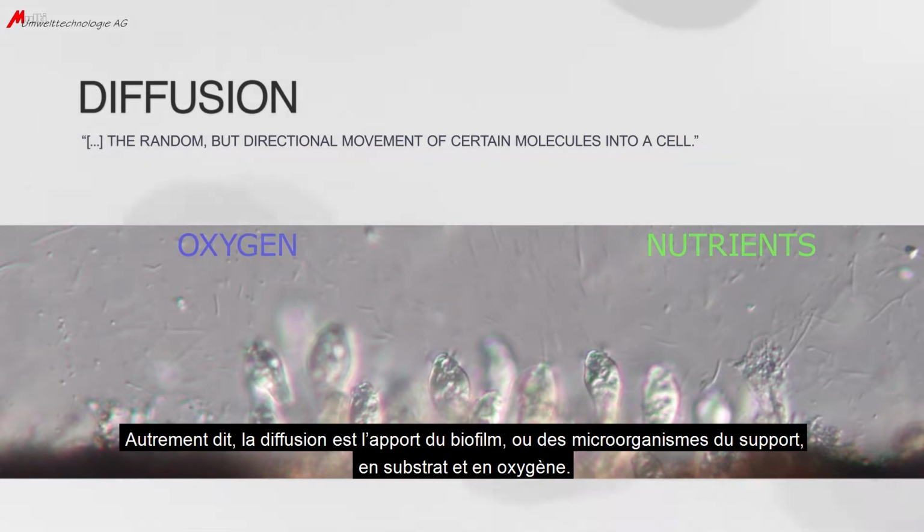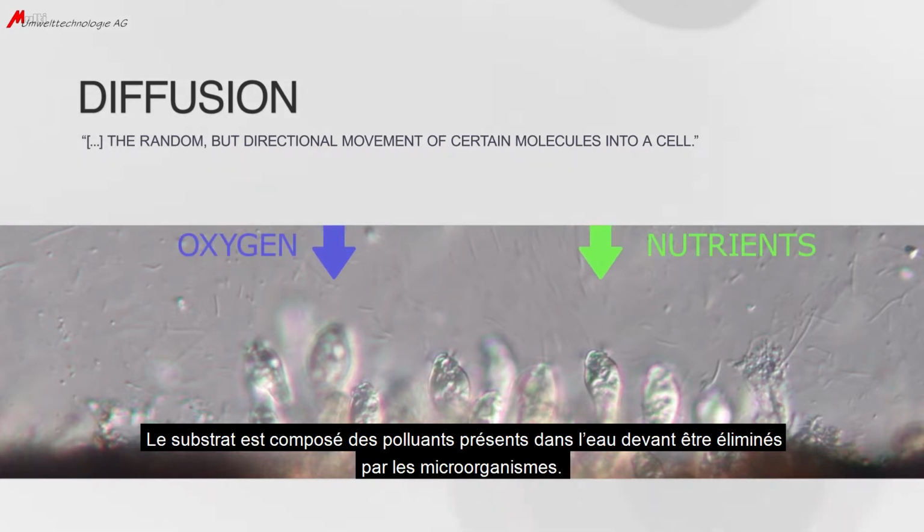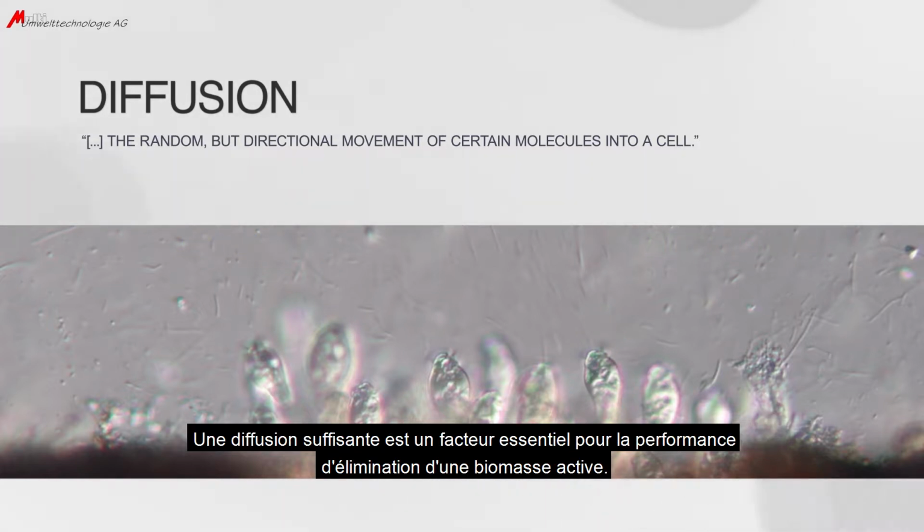In other words, diffusion is to be understood as the supply of biofilm or the microorganisms on the carrier with substrate and oxygen. Substrate refers to the pollutants being present in the water which are to be degraded by the microorganisms. A sufficient diffusion is an essential factor for the removal performance of active biomass.